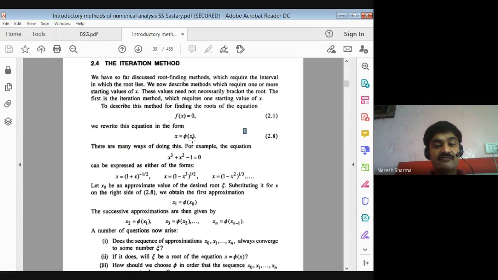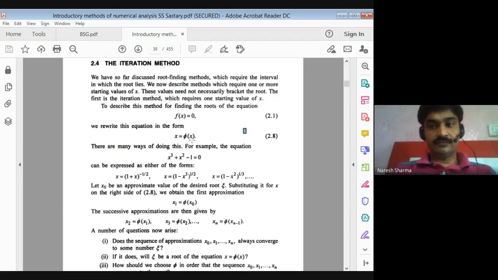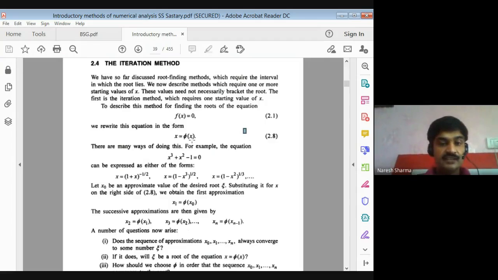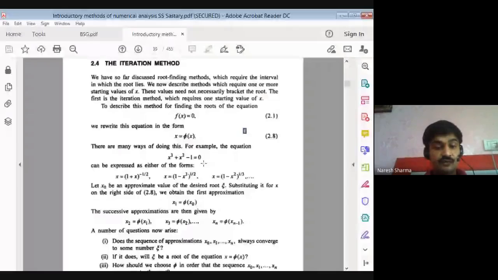If the derivative of this phi is less than or equal to 1 in mod. So for example, we have this form of equation, x cube plus x square minus 1 equal to 0. We may do a few things here. We may rewrite this equation in a few forms. For example, we may shift this x cube and this 1 to the right hand side.